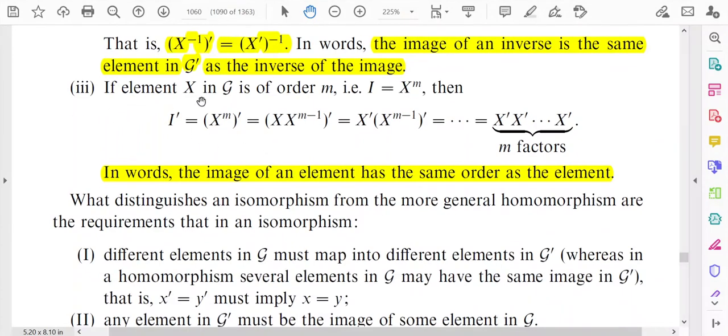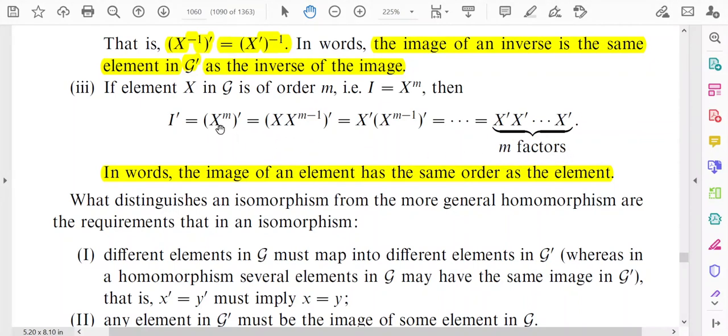If an element x in G is of order m, suppose there is an element x in G and the order of x is m, that means x to the power m is equal to I. Then I prime will be, for I we write x to the power m, so (x to the power m) prime. (x to the power m) prime can be written in this way, that is x prime into x prime into x prime. In this way total m factors will be there.